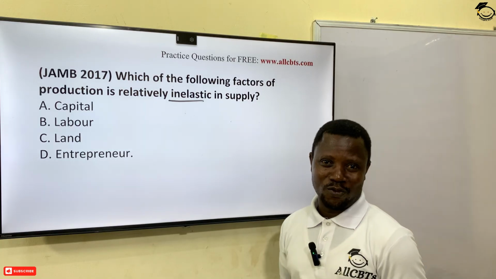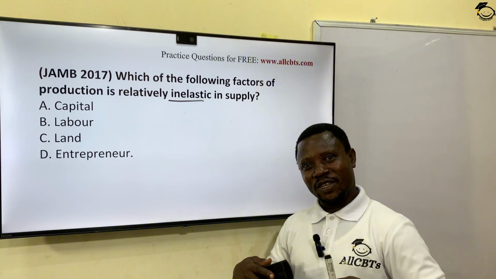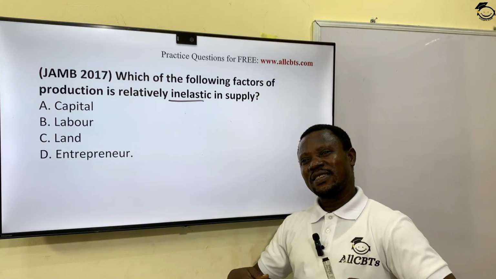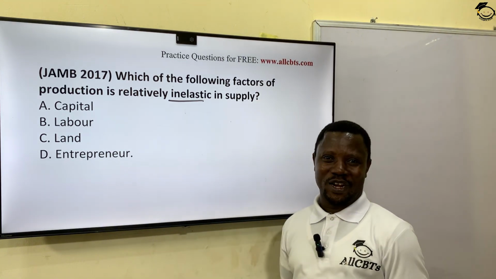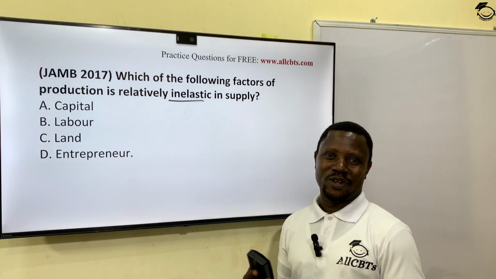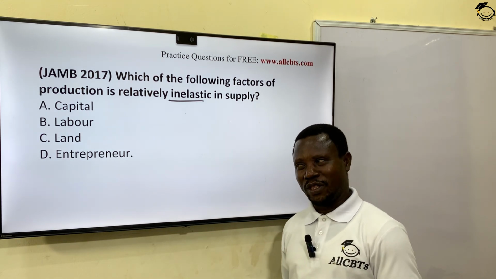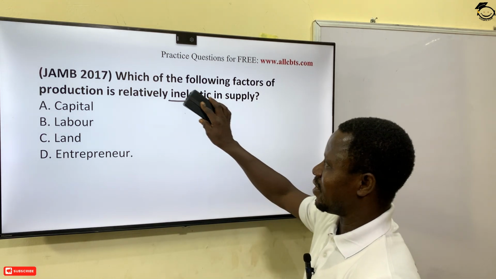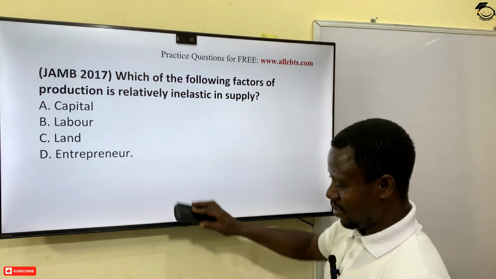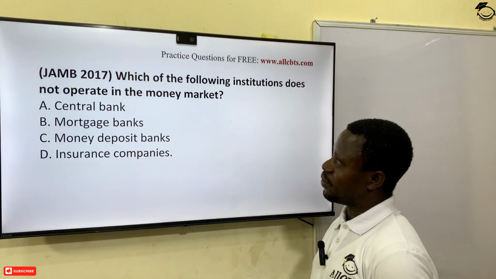Something should come to your mind among these four factors. Land should come to your mind. Why? We say land is a free gift of nature. Nature has given us this land in abundant supply everywhere. You understand? I'm not sure we can even finish using the land that nature has given to us, either for building, for production processes, for farming, or what have you. Okay? So land comes to mind. Option C. Okay? The next question.